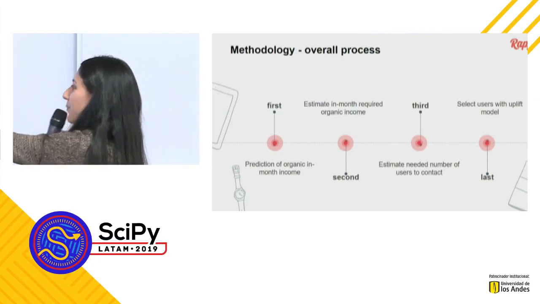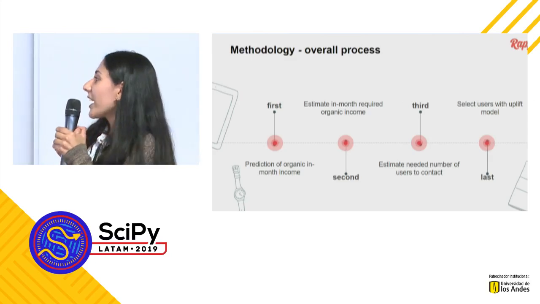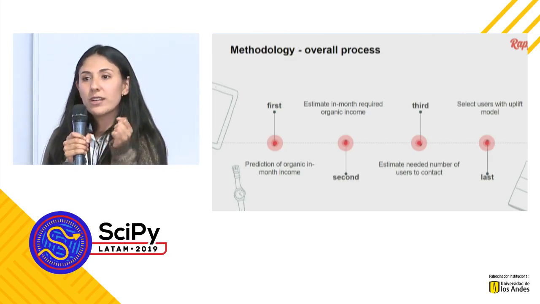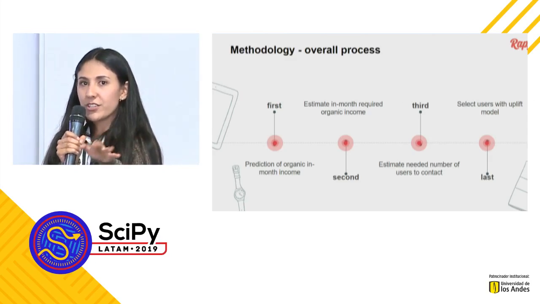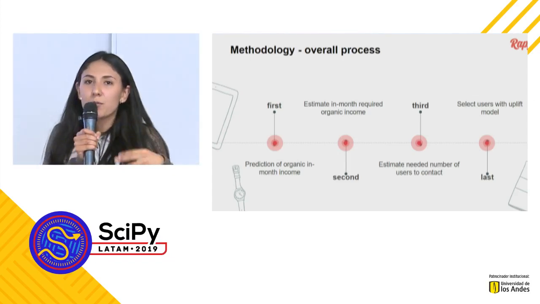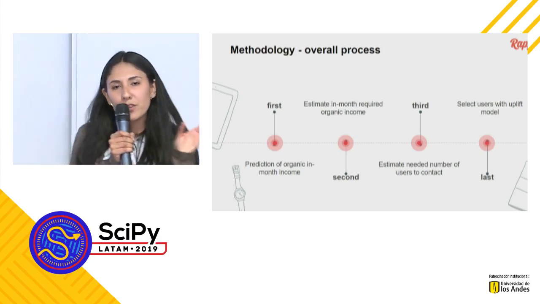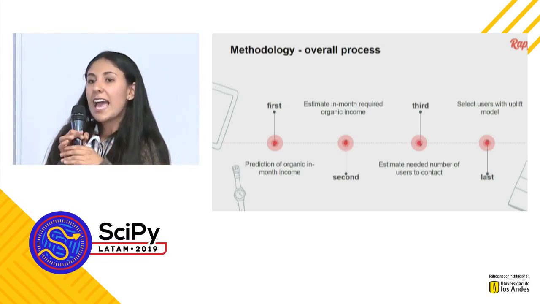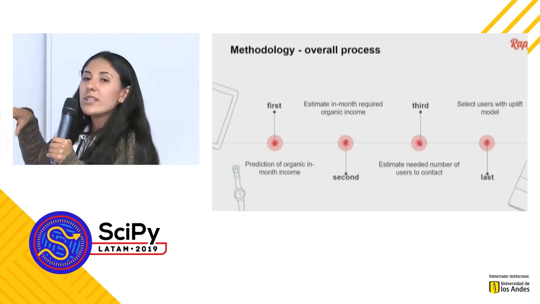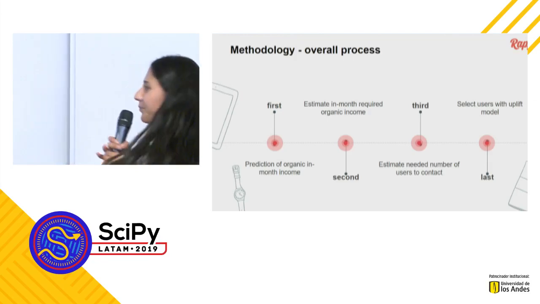So first, we predict the organic income that will come to Rappi naturally from users. With this, we then estimate the inorganic income that we should do with our campaigns. Then we estimate the number of users that we need to contact, and we select the users with our uplift modeling, with the priorities.